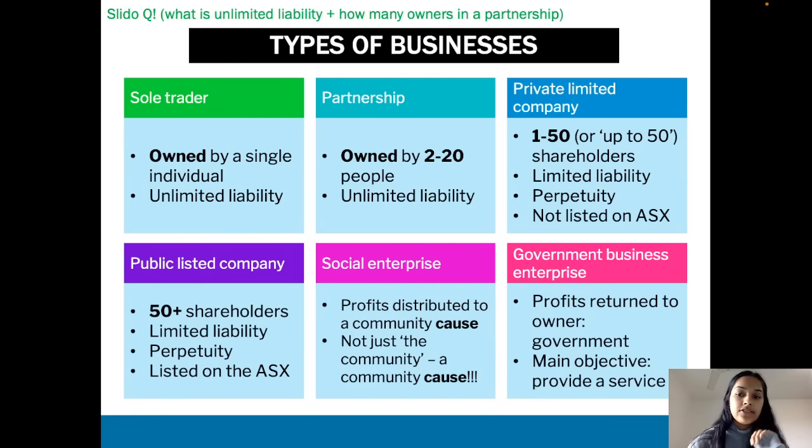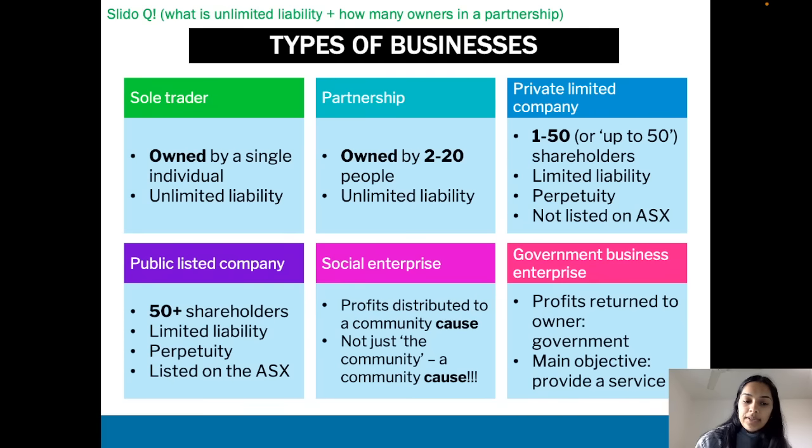And then also perpetuity. Perpetuity just means that in the case where the owners or the directors leave the company, or the actual owners pass away, the company is still able to exist and can continue existing despite the original owners leaving or passing away. With a private limited company, also note that even though they have shareholders, those shareholders are only approved and selected by the directors of the business. Therefore, it's not listed on the Australian Stock Exchange.